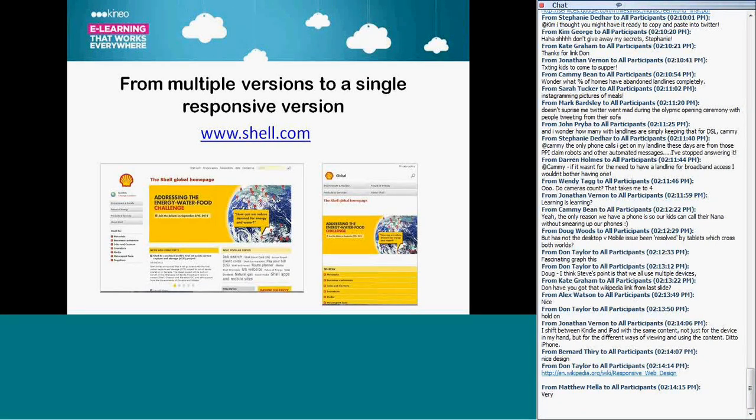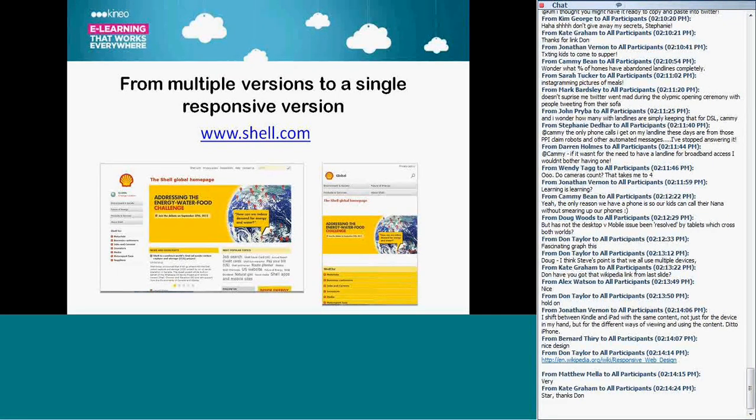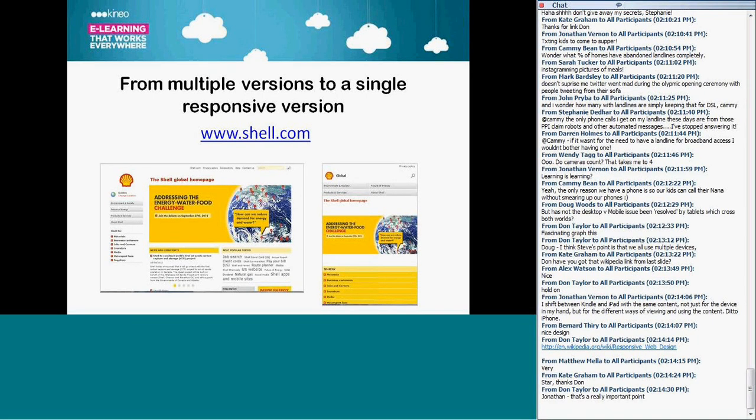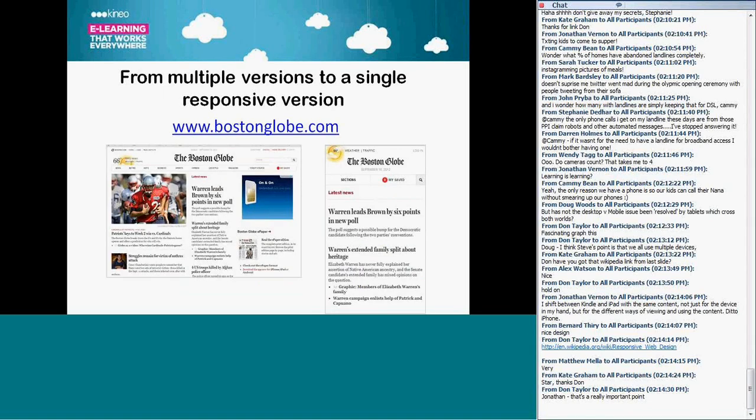So if you want to look at some of them yourselves, and you can practice rather than me trying to grab the corner of a screen and shrinking it, try shell.com. On the left-hand side is the Shell Global homepage for a desktop. When you shrink it down, it looks very different on a mobile phone. And there are lots of examples.